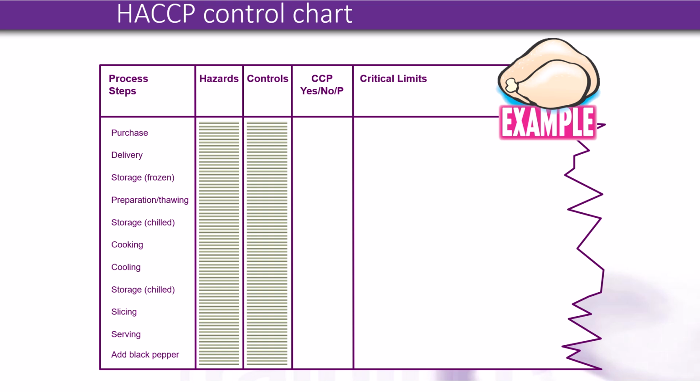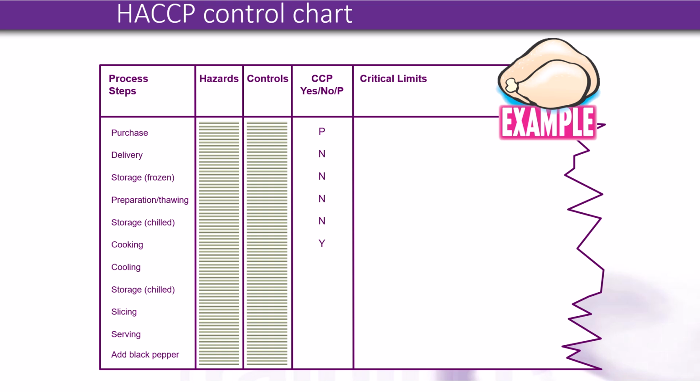Now the HACCP control chart, again, this is continuing on with the chicken and black pepper. So we've already done the process steps, hazards, controls. So we're now going to look at the critical control point. Is it a critical control point or a control point? It's a control point. Is delivery a critical control point? No. Frozen storage is not a critical control point. Neither is preparation or thawing. Storage in chilled containers, fridges, not.